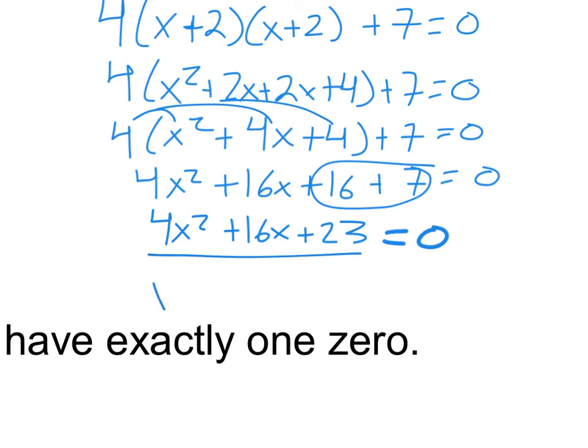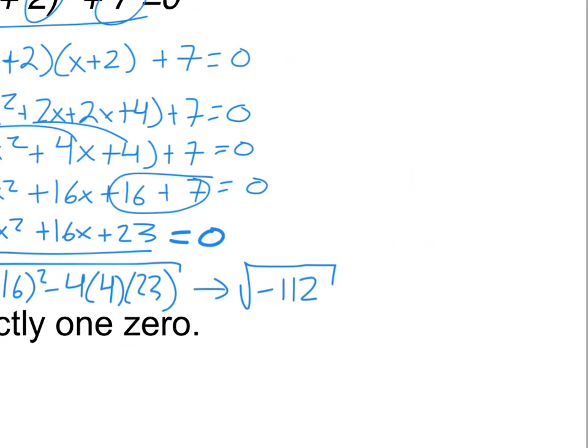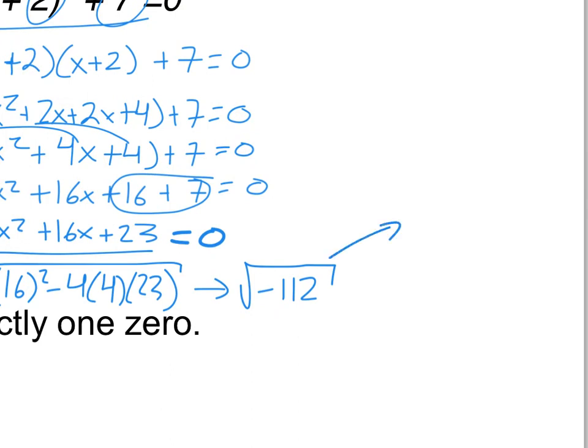So if I try to use the part under the discriminant, which I know is b squared minus 4ac, I'm just going to fill in the numbers here. It's 16 squared minus 4 times 23. This ultimately produces a square root of negative 112. And now that I know that it's a negative number, do I have any roots? No. So it's no real roots.